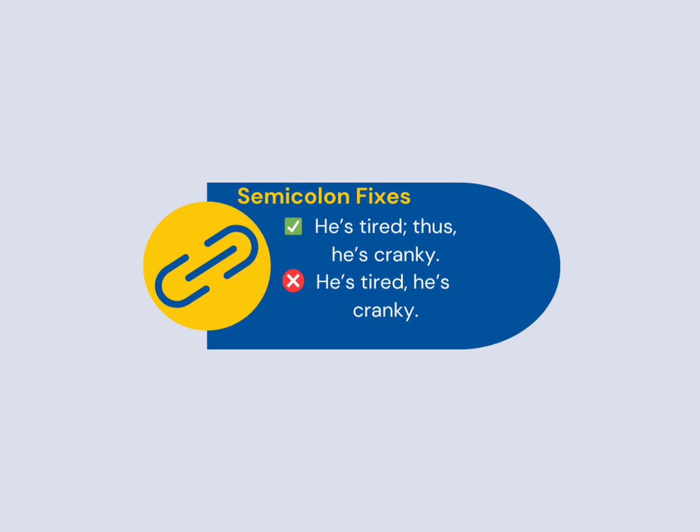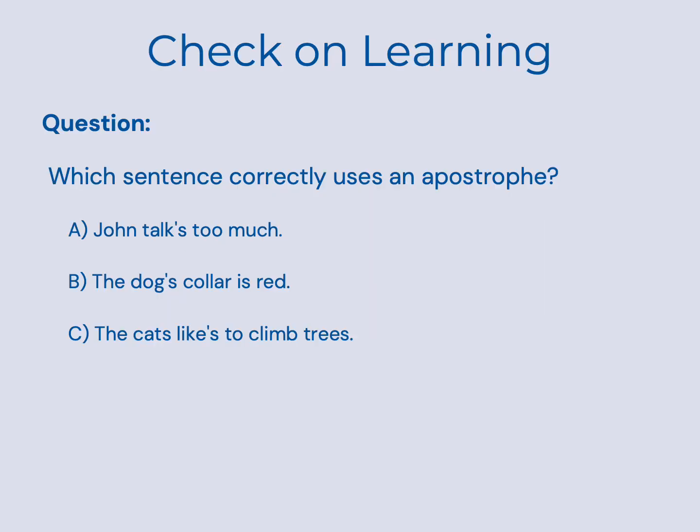Semicolon fixes. A semicolon links two independent clauses that are closely related but could stand on their own. For example, "He's tired; thus, he's cranky." The semicolon properly connects the ideas, and the transition word "thus" explains the relationship. Without a semicolon, using just a comma creates a run-on. Semicolons are a powerful tool for showing strong relationships between ideas without overusing periods.